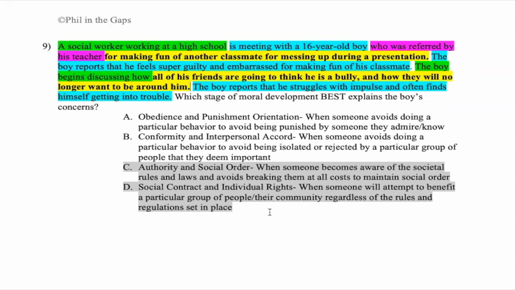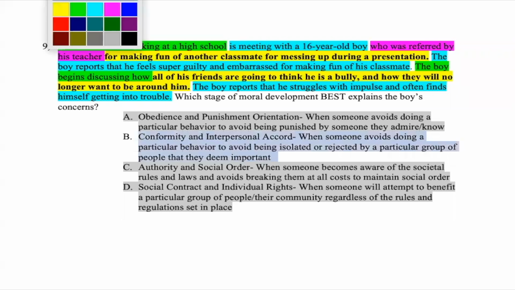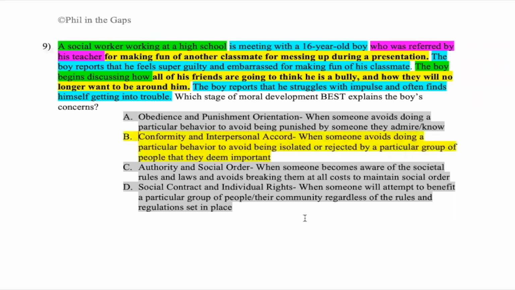So is this person doing obedience and punishment orientation, where he says, you know what? I'm going to be punished based on this, or B, conformity and interpersonal accord. I want people to think I'm a good person. I'm falling outside of the norm. So for that reason, we're going to rule out A. Why? Because even though he's getting into trouble, he's more focused on what social consequences he's about to have, aka not having any friends, because he says all of his friends are going to avoid him and isolate him now.